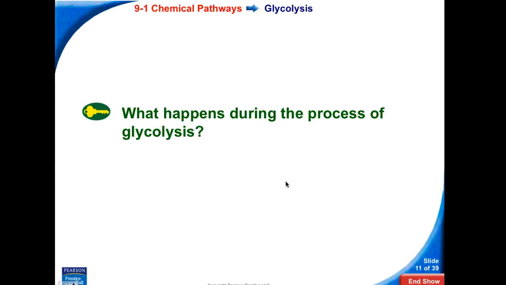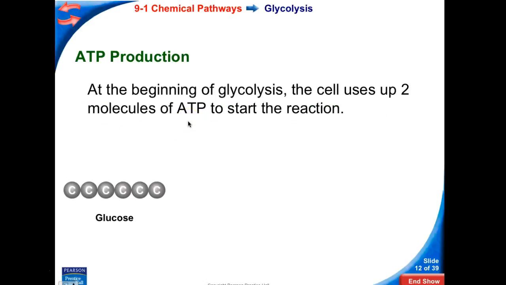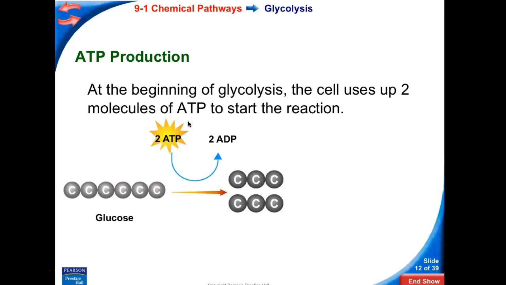What happens during the process of glycolysis? Key concept: ATP production. At the beginning of glycolysis, the cell is going to use up 2 molecules of ATP to start the reaction. That is going to lead to another molecule in there that's an intermediate, and then eventually that molecule is going to split. So in the first phase of glycolysis, you're going to use 2 ATP to get the reaction started.